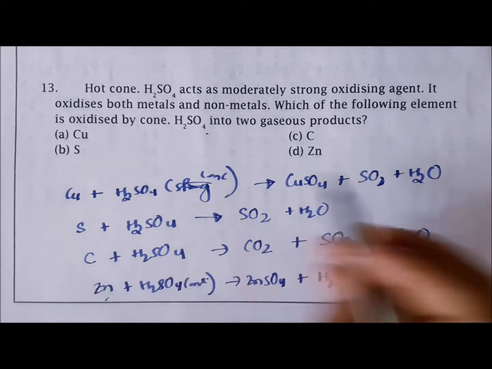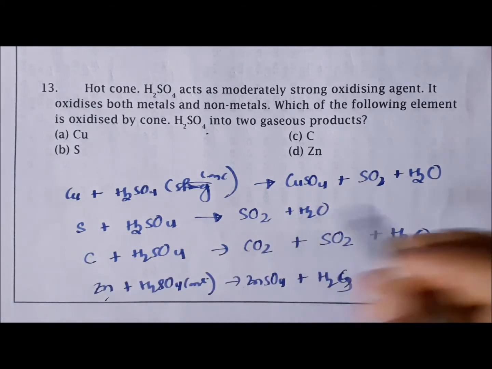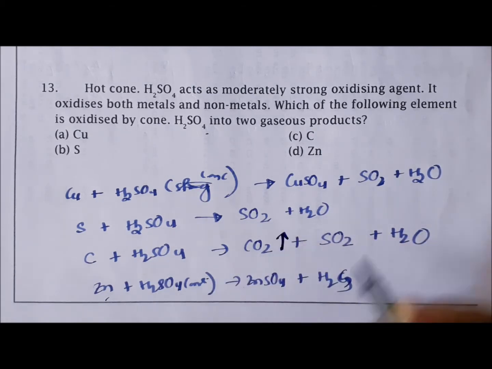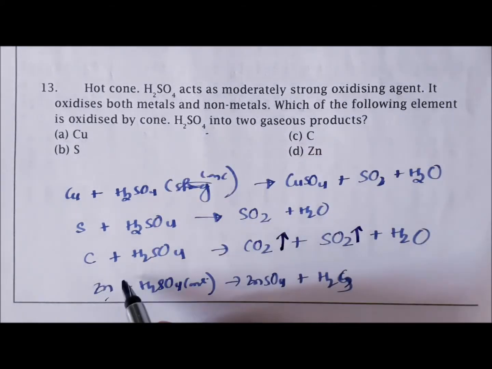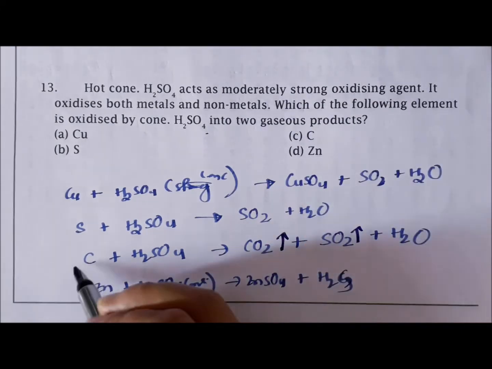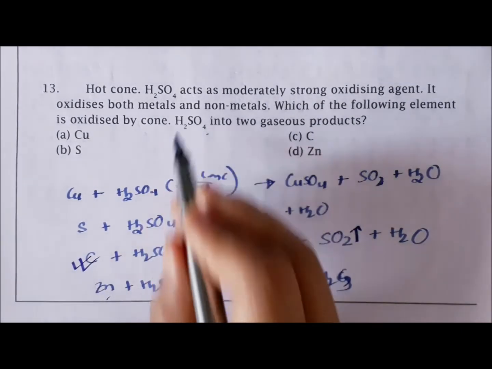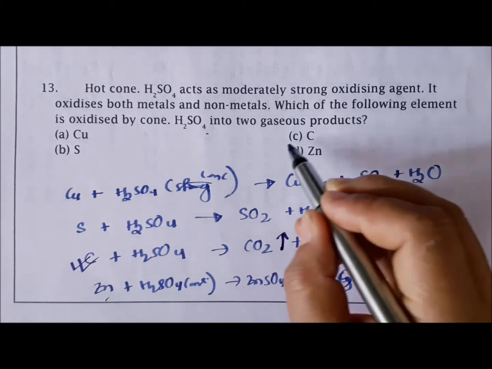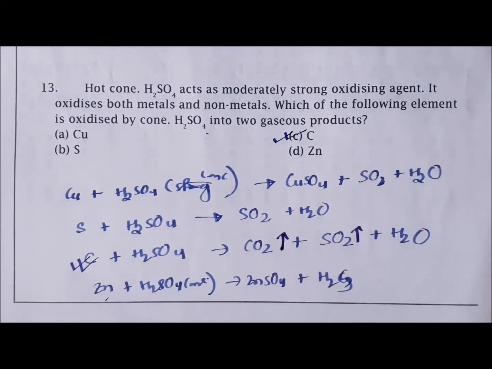Now, if you look at the products, carbon dioxide is a gas, sulfur dioxide is a gas. So with concentrated sulfuric acid, you will get two gaseous products when it is reacted with carbon. So option C is the correct answer.